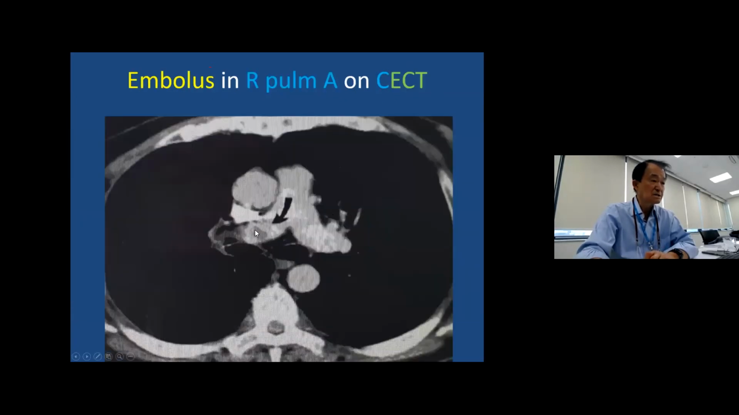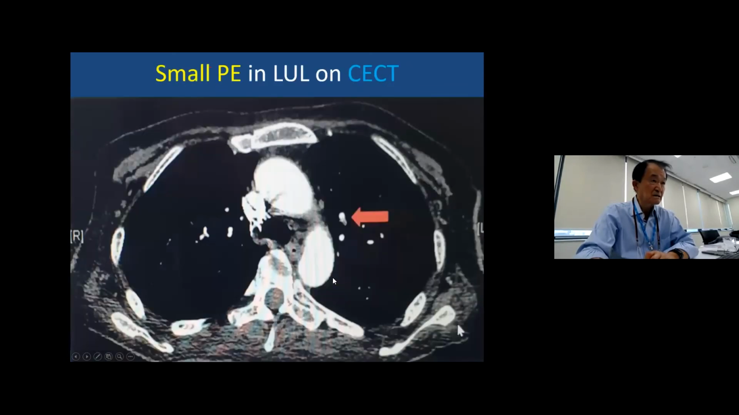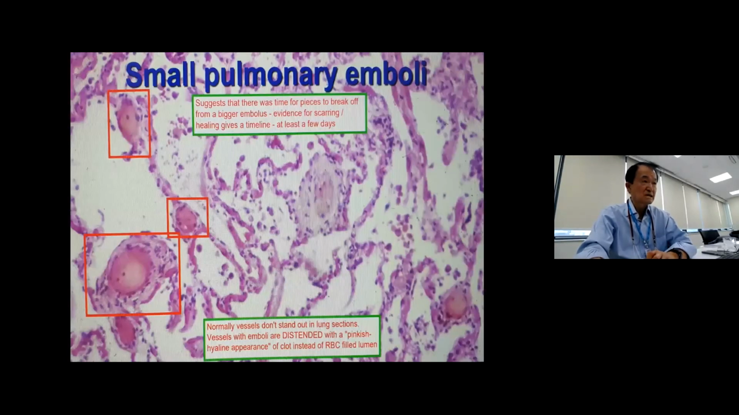And here you can see the main pulmonary artery, here is the embolus. Okay. But the problem is the small branches, okay? And then here, a small clot. Is this significant? Nobody knows. And the small pulmonary emboli have been a major issue.